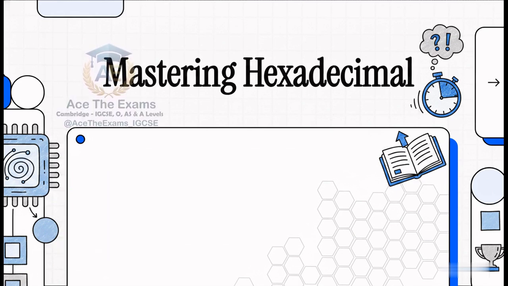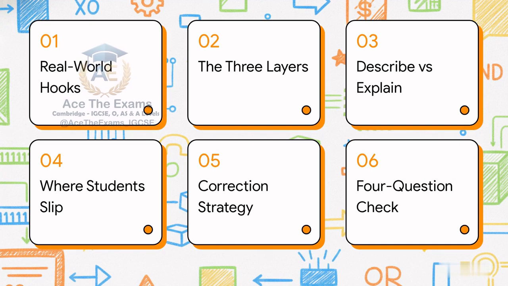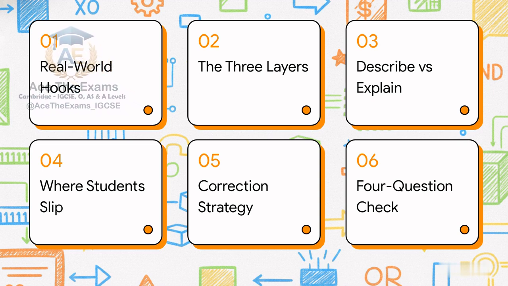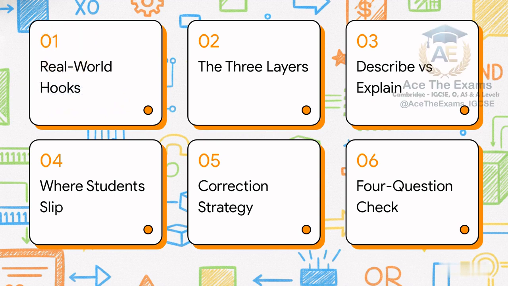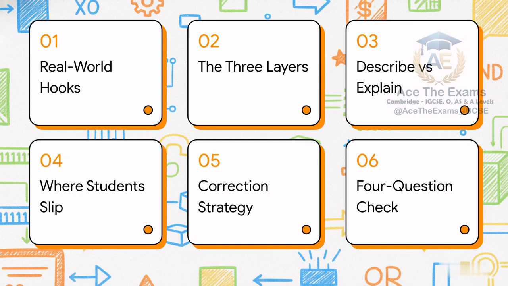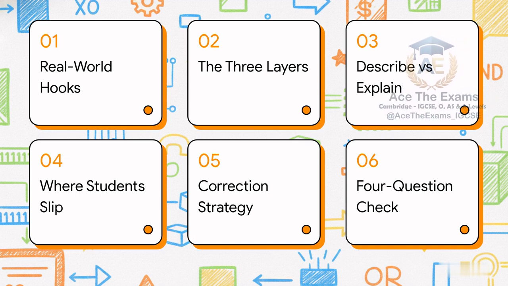Let's get started. Here is our roadmap for today's session. We'll start with real-world hooks, move into the 3 layers of learning, and then critically unpack the difference between describe versus explain. Next, we'll look at where students slip up, introduce the correction strategy, and finally, finish up with a 4-question check to test your ultimate exam readiness.